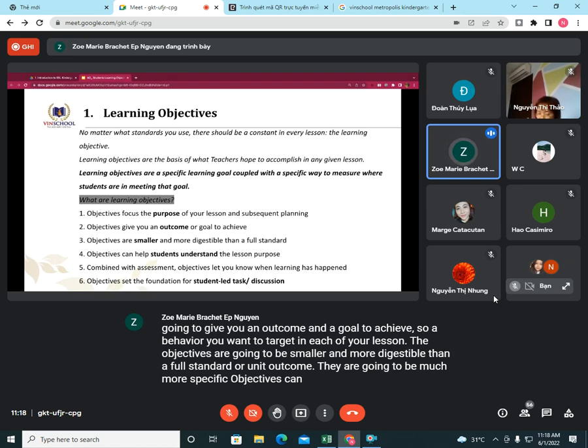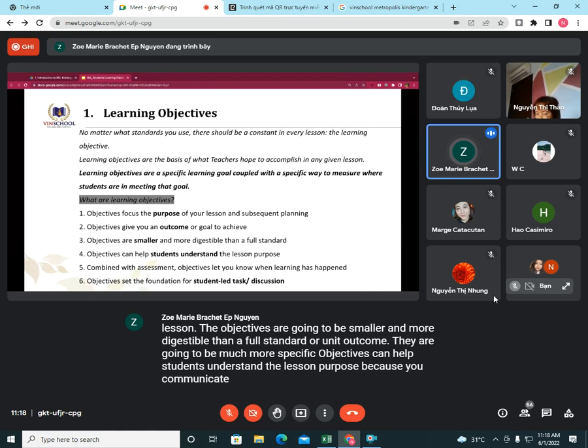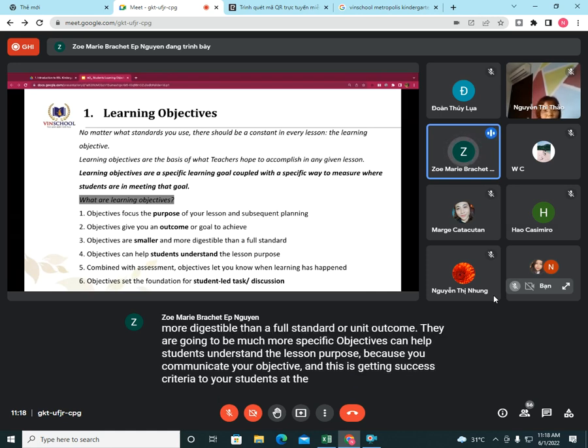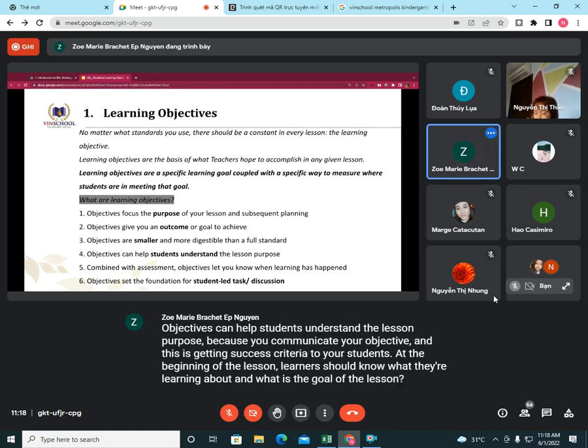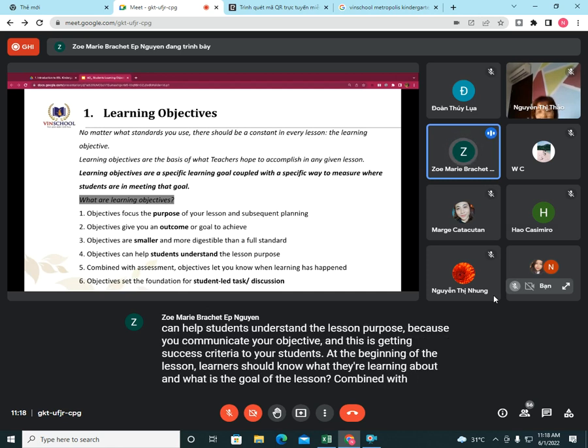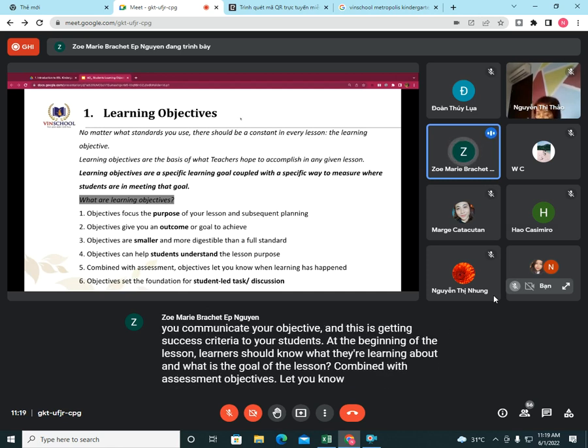Objectives can help students understand the lesson purpose because you communicate your objective and the success criteria to your students at the beginning of the lesson. Learners should know what they are learning about and what the goal of the lesson is. Combined with assessment, objectives let you know when learning has happened.